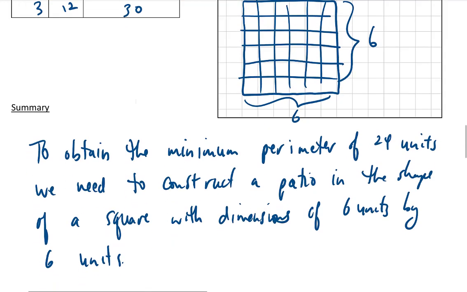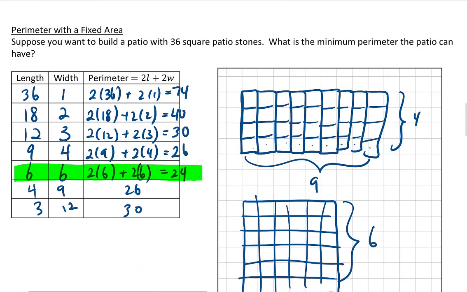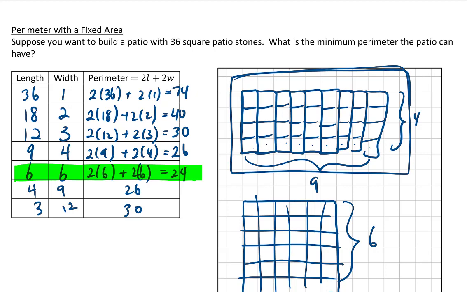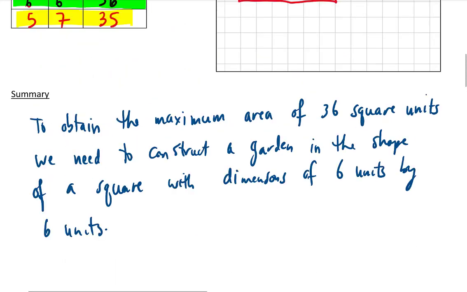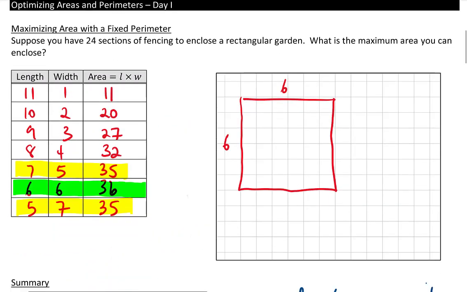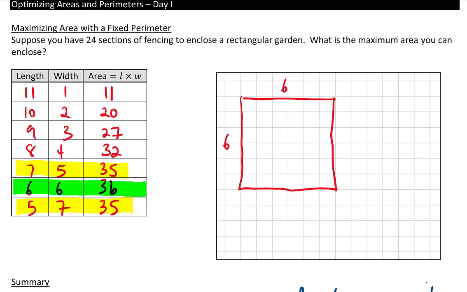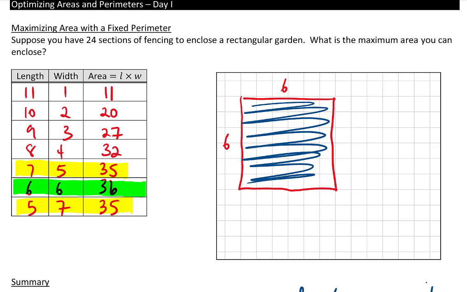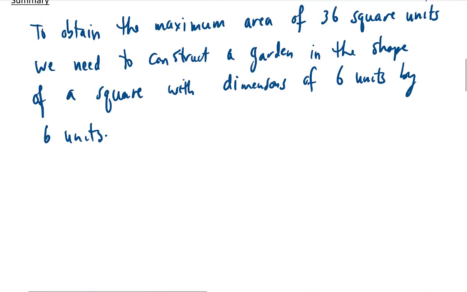So notice, again, we have a fixed area, so we have 36 stones. To get the minimum distance around those stones, maybe you want to build a fence around them, so you want to save some money, you need to put it in the shape of a square. Similarly, suppose you have 24 sections of fencing and you want to maximize the amount of space, we need the shape of a square.